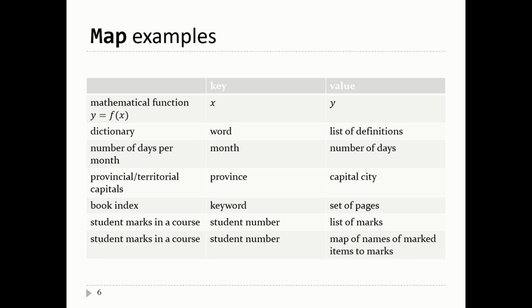So the values can be any value. For example, if I were to keep your marks in a course, the key might be the student number, because your student numbers are unique. And my value might be another map. Inside that map, I might have the name of each assessment item as my key, and the value would be the grade for each assessment item. So you can have a map of maps, for example.